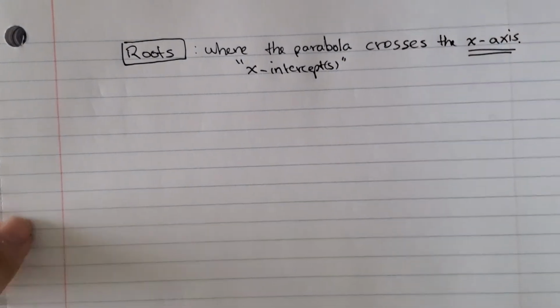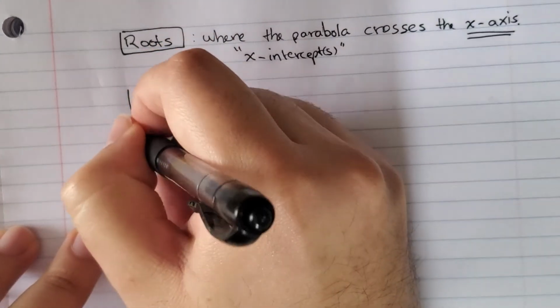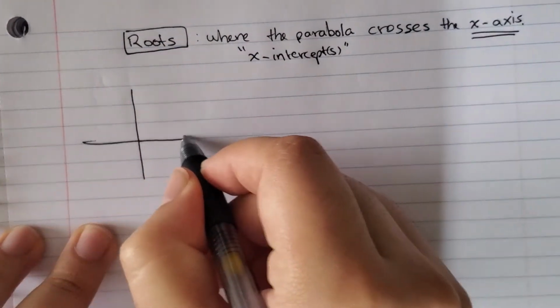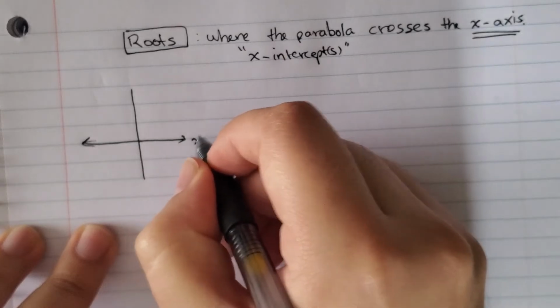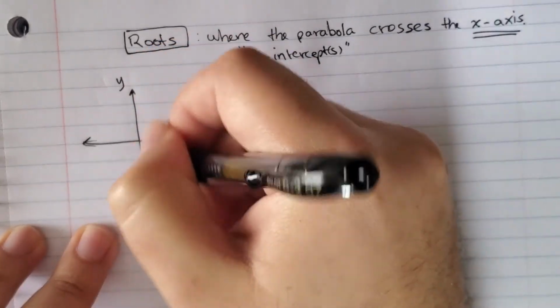So let's do a quick example. We actually have 3 scenarios for this. So let me draw a quick graph over here. So again, this is my x-axis. X always goes left and right. Y is going up and down.